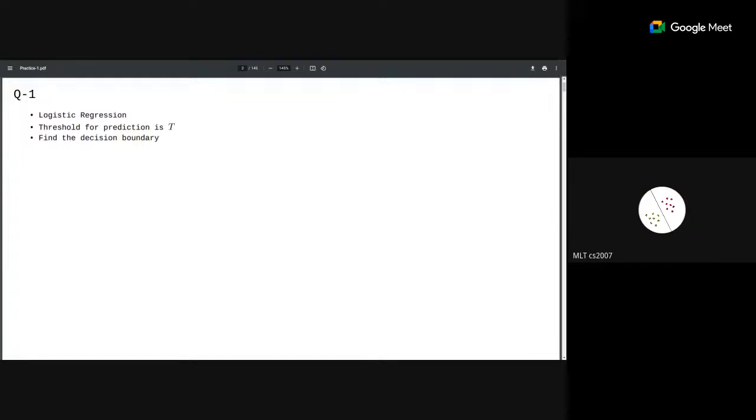Any other? Does anyone else want to attempt? What do you think is the approach? Did everyone understand what the question is about? Can we equate the sigmoid function, 1 by 1 plus e to the power minus z, equal to t, and then we will get the value of z? Then that will be the answer, I guess. Okay, yeah, that's correct. So that's the way to proceed.